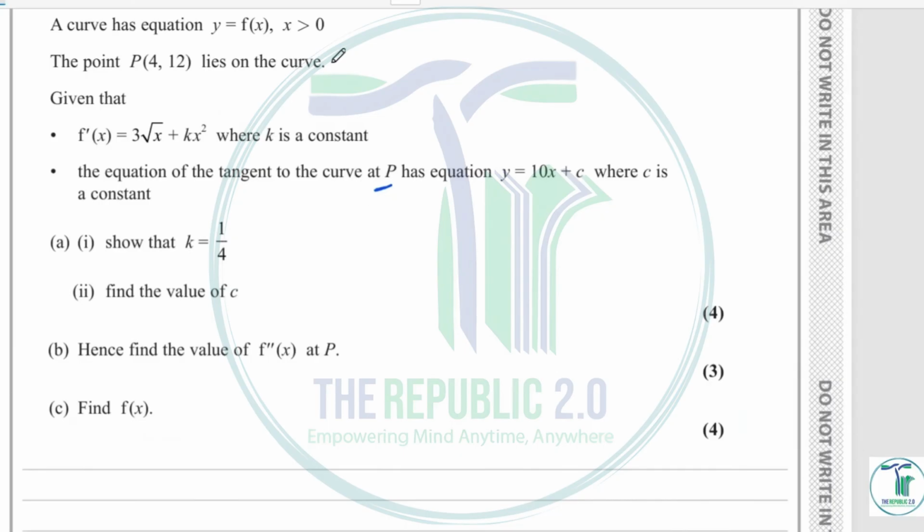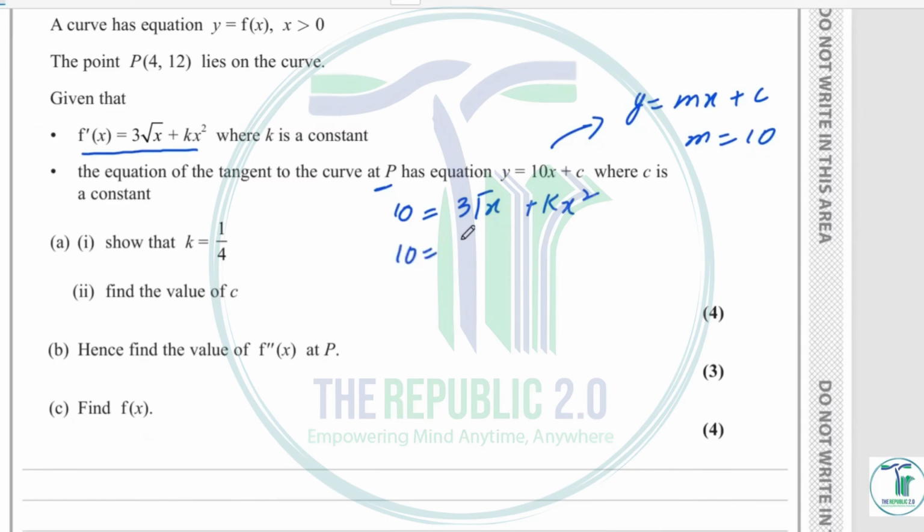If the curve and this line are tangent, what does that mean? Their gradient has to be the same. If you compare this equation with y equals mx plus c, the gradient comes out to be 10. So the gradient of this curve would also be 10, because the curve and the line are tangentially parallel to each other. So I'm going to plug in f'(x) equals 10, which equals 3 root x plus kx squared. We've been given the point P, which is (4, 12). I'm going to plug that point in as well.